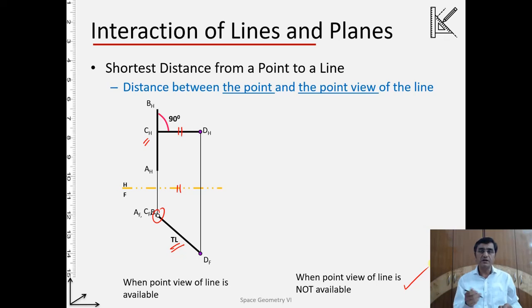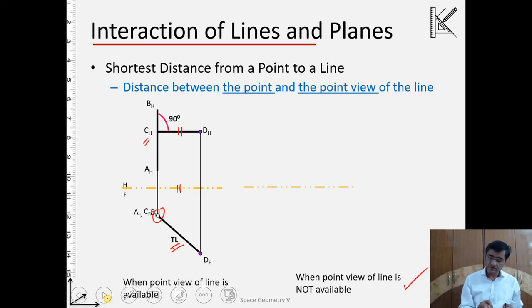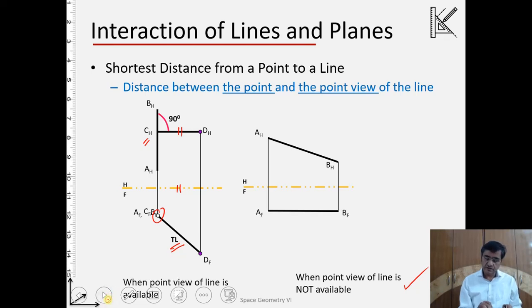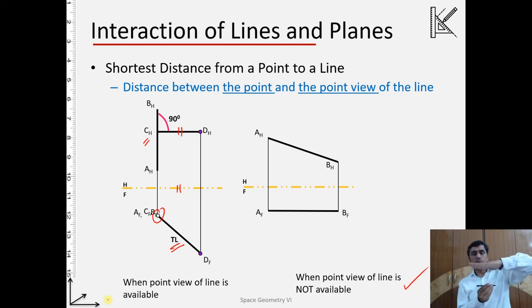So the case here is that the point view of the line is not available. That means the line is not now perpendicular to the frontal plane or any other plane. It is rather an oblique line. Let us see how the line is and where the point is. So that's the line AB, and of course in this case the problem is a little easy, because you will notice that line AB is parallel to the horizontal plane, and that is how the projection is. The line is a little inclined from the frontal plane and from the profile plane, but the line is parallel to the horizontal plane.